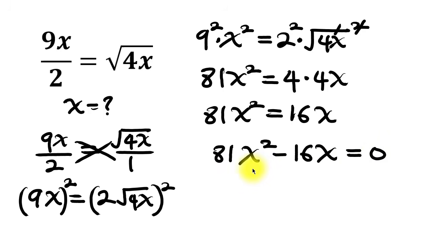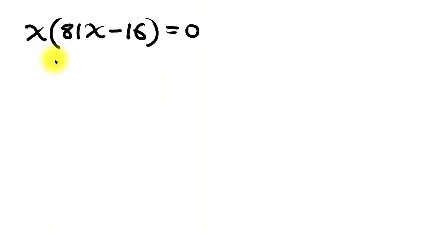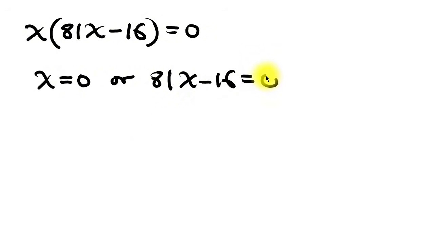Now let's factorize. Notice that x is common, so we can factor out x. Open bracket. Now 81x squared divided by x, we have 81x, minus 16x divided by x, we have 16. And this is equal to 0. Very good. So we have two cases. We have x equal to 0, or we have 81x minus 16 equal to 0. Now we've got a value for x as 0. We're going to check whether this value is correct.